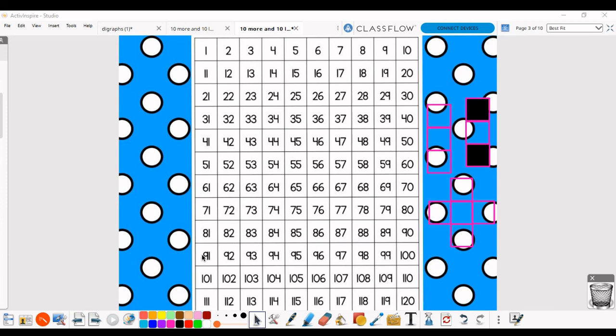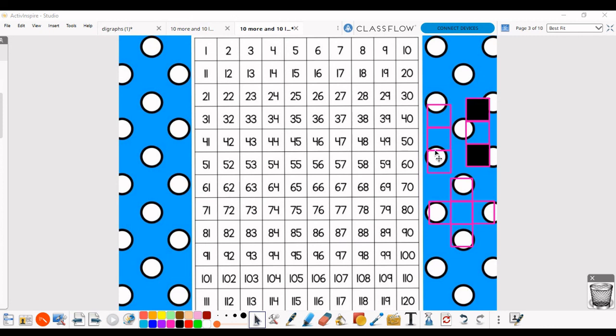But if I'm taking away, I count backwards. I move from 9 to 8, take another 10 away, I move from 8 to 7, and I keep counting backwards as I take a 10 away. So remembering that the only number that will change is your number in the tens place. And as you add a 10, you count forward, and as you take a 10 away, you count backwards. That will help you remember if your numbers are covered.